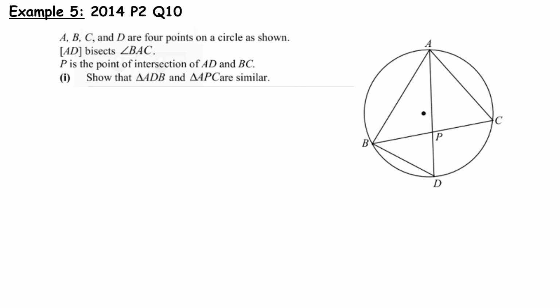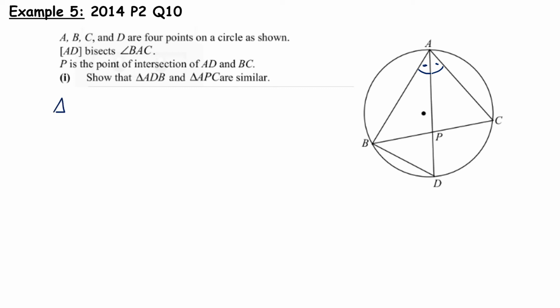Example 5 is from the 2014 paper 2, and it's question 10. It tells me that A, B, C, D are 4 points on the circle as shown. It tells me AD bisects angle BAC. So what that means, and what's not on the diagram that we're going to put in, is this angle equals this angle, because AD has bisected angle BAC. P is the point of intersection between lines AD and BC. You can see that. Show that triangle ADB and triangle APC are similar.